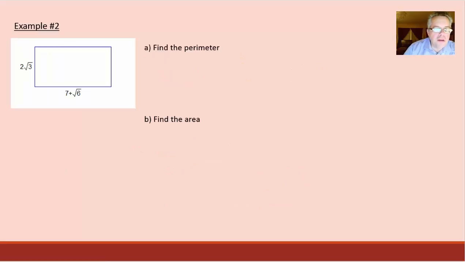This is slightly more complicated because the length here has 7 plus square root of 6. All right, here we go. So find the perimeter. Well, we have 2 square root of 3 plus 7 plus square root of 6. Then we have a whole other set of those. 2 square root of 3 plus another 7 plus square root of 6. Looks like a mess. We just combine like terms.